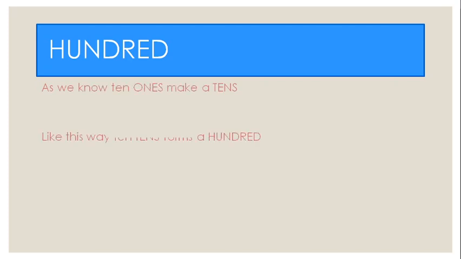Similarly, we can prove that 100 is equal to 10 tens. When you add 10 ten times, it will become 100. Hence, we have just proved that, as we know, 10 ones make a ten, and in the same way, 10 tens form a 100.